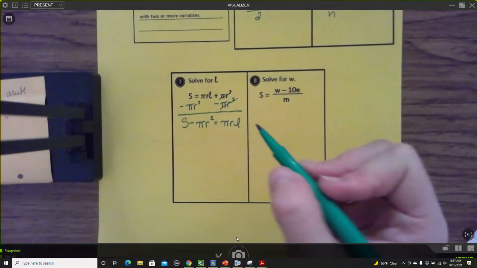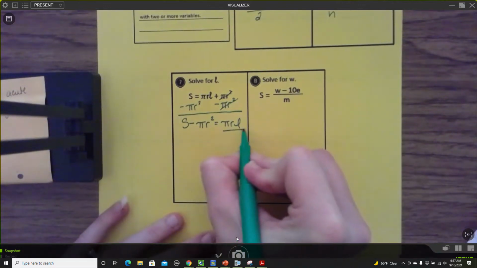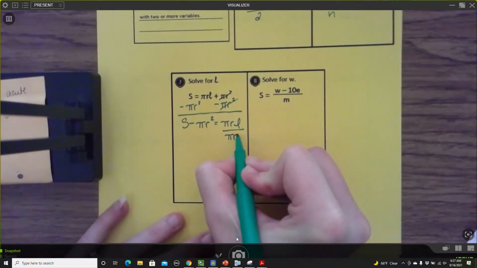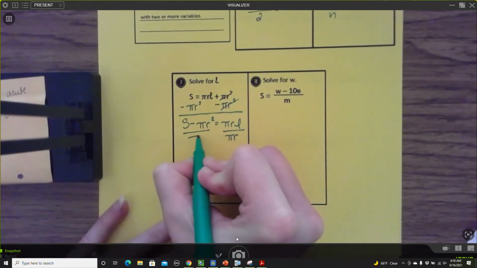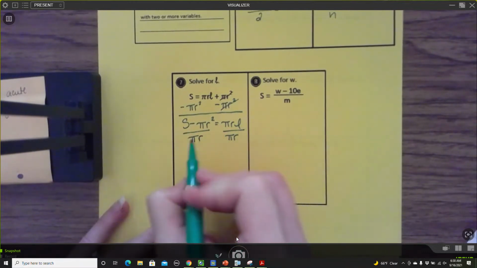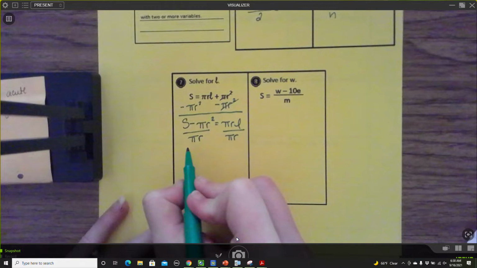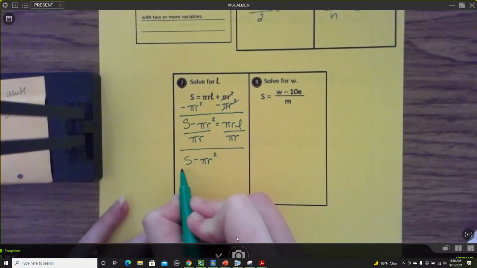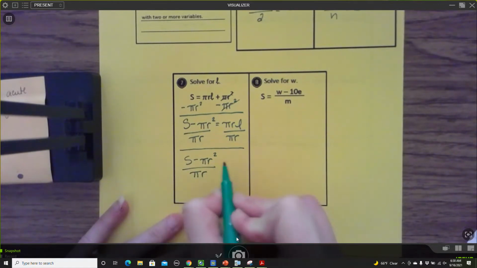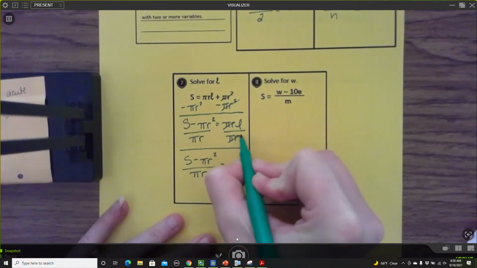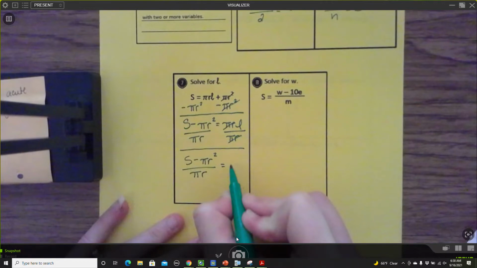So now I'm still trying to get L by itself. L is being multiplied by pi times r. So I can divide, again, by that whole chunk, pi r. Same thing here. So I have S minus pi r squared divided by pi r, and pi r cancel, and that equals L.